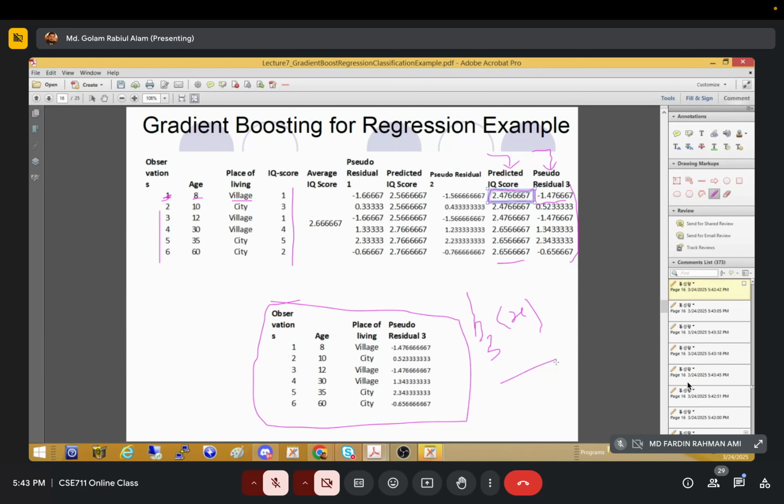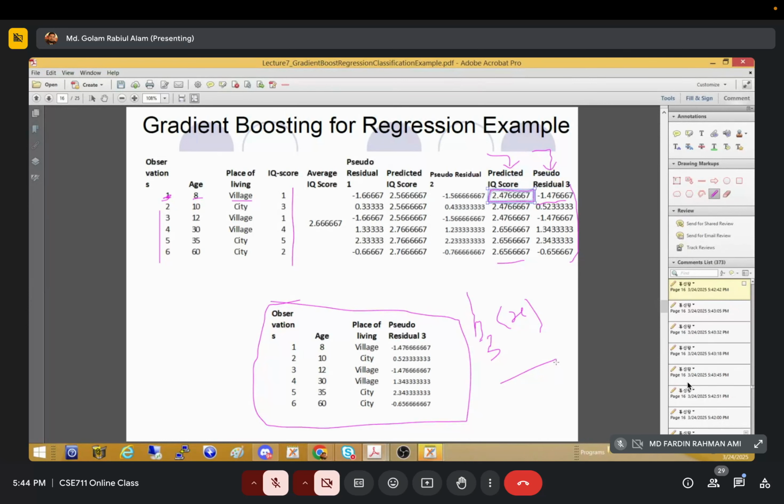When to stop? So the first stopping criteria is the number of iterations, or you can say the number of weak classifiers you want to build. If you want to build maybe 1000 weak classifiers, then the iteration will be 1000. But if you consider maybe 100 weak classifiers, then you can iterate up to 100.